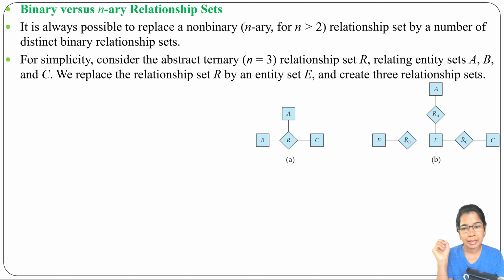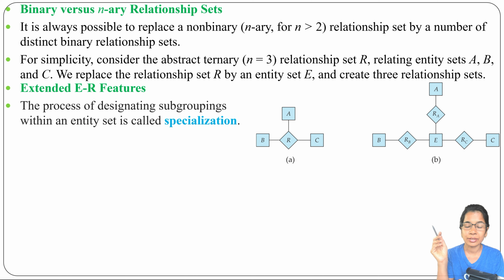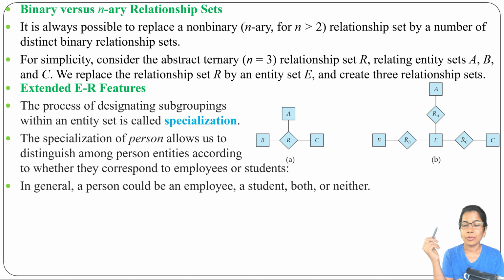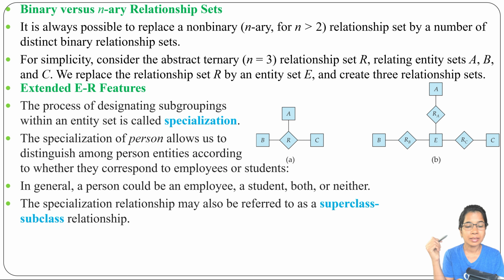Next, extended ER features. Here basically I will discuss generalization and specialization. Specialization means we specify some group. Like person, we can divide as teacher and student. So every person is either teacher or student. We are subgrouping within an entity set. That's called specialization. So this specialization of person allows us to distinguish among them according to their corresponding employee or student. We can also say superclass, subclass.